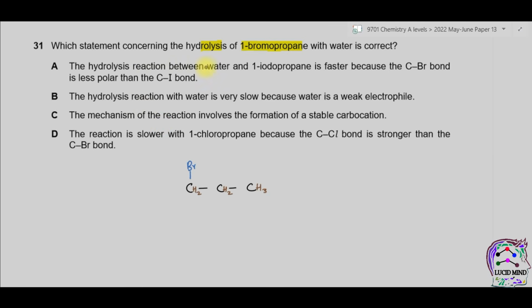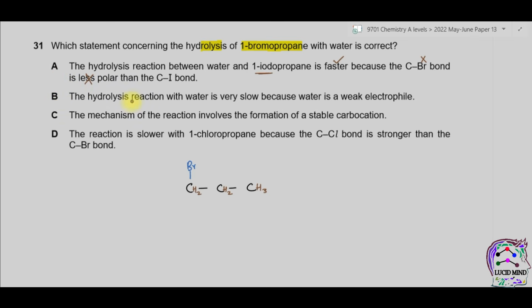Part A. The hydrolysis between water and 1-iodopropane is faster because the carbon-bromine bond is less polar than the carbon-iodine bond. Now in iodopropane we have iodine instead of bromine. So the carbon-iodine bond is weaker as compared to the carbon-bromine bond, so it will be faster. And the reason given is that the carbon-bromine bond is less polar. Now this is incorrect because bromine is more electronegative. So more electronegative means there is more polarity in this bond, while less electronegative means that there is less polarity in this bond. So A is wrong.